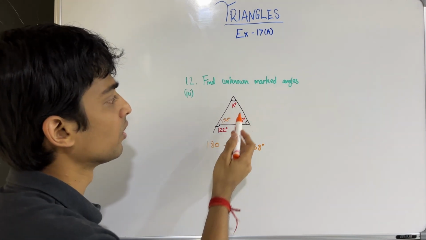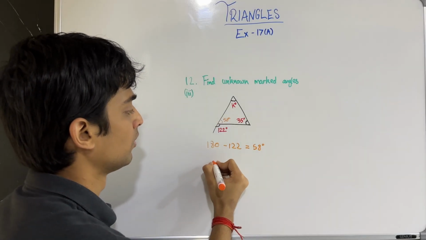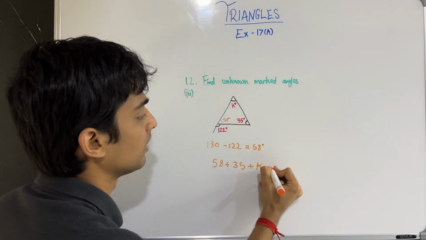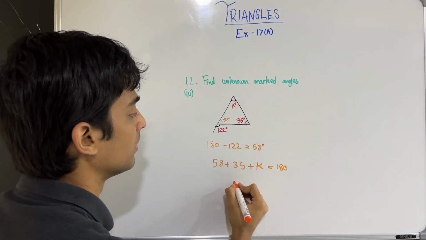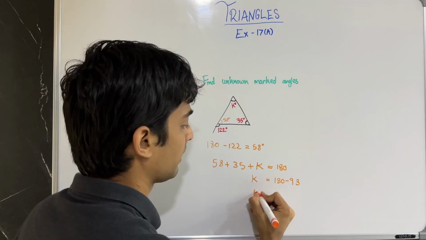Now we want to find the unknown k. So we know all three add up to 180, so we can write 58 plus 35 plus k equal to 180. Then we can add this up. We get 180 minus 93. So we get k equal to 87.